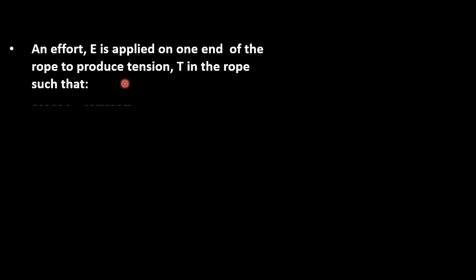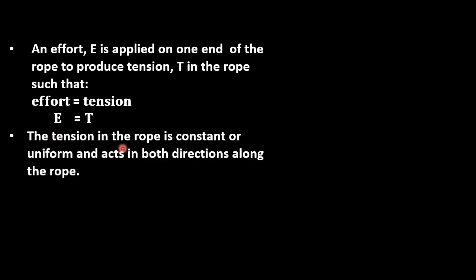Such that the tension applied is equal to the force. The tension, the force in the string or rope, is equal to the applied force, which is called effort. So the effort applied on the rope creates a tension. So the tension in the string is equal to the force applied by pulling on the string. Using symbols, E, effort, is equal to tension.